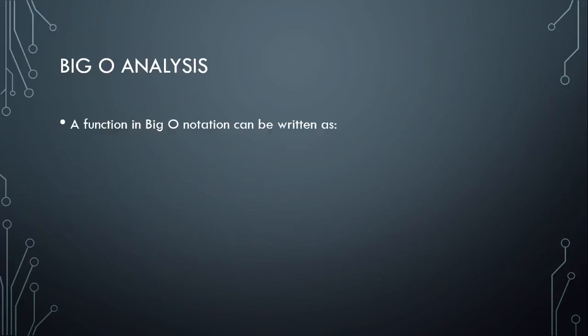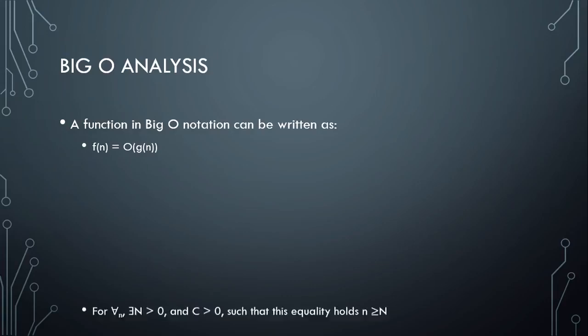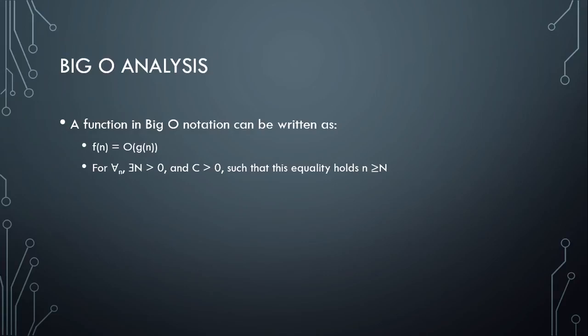So a function in big O notation can be written as f of n is equal to big O g of n. So we're going to take a function and translate it over into a form that is in big O notation. So for all numbers, there exists a big N that is greater than 0, such that the constant is greater than 0. And this inequality will hold when our little n is greater than or equal to our big N. So what this means is that our function is less than or equal to the constant multiplied by g of n. Right? So we have to find that upper bound.